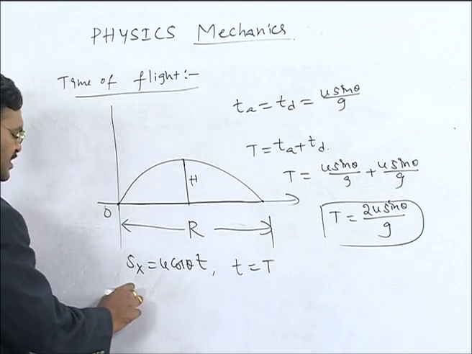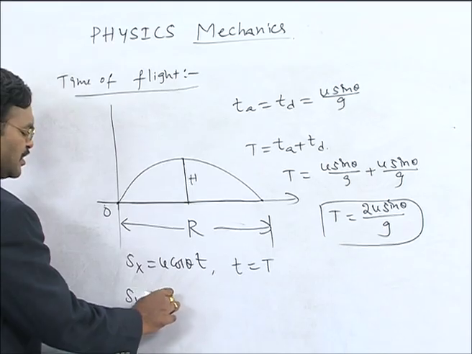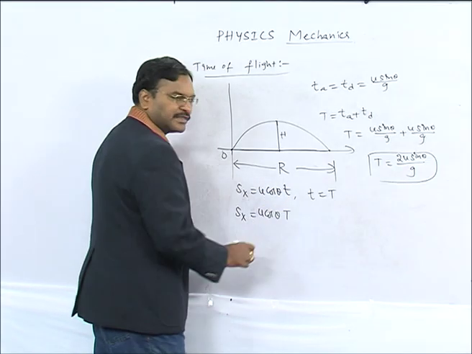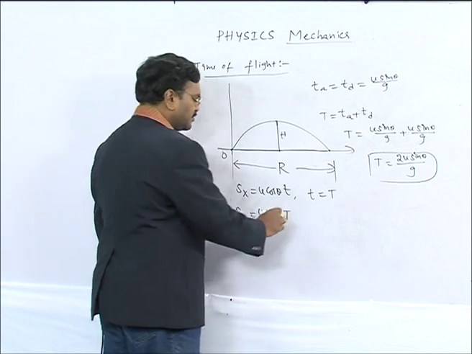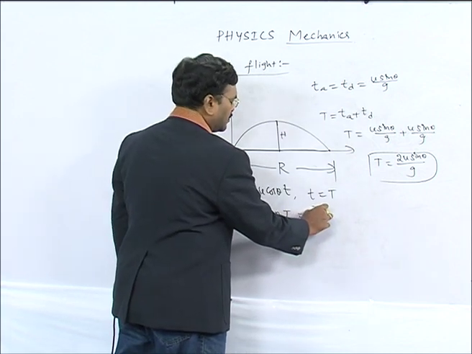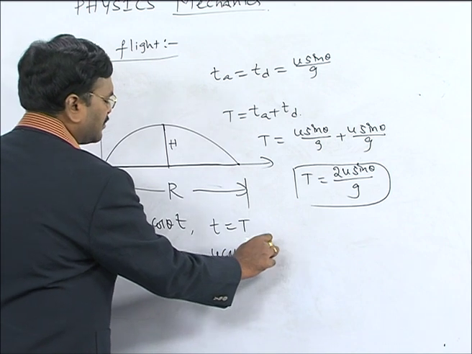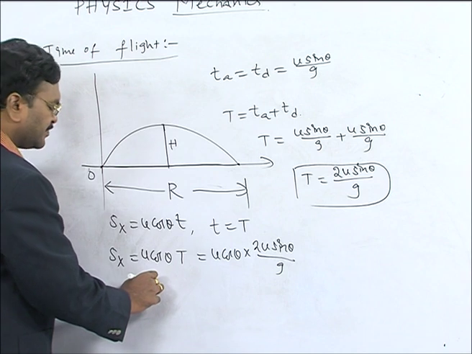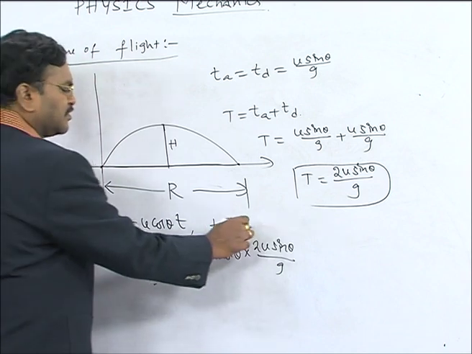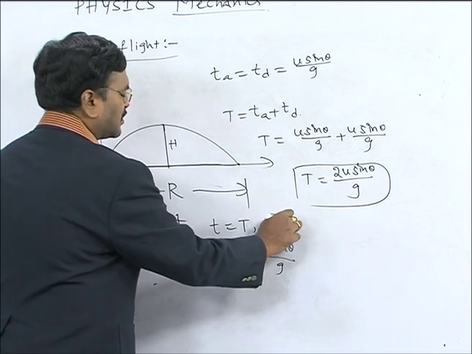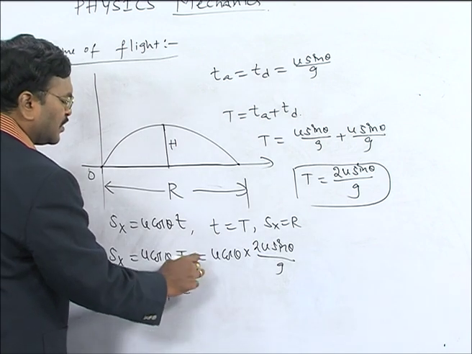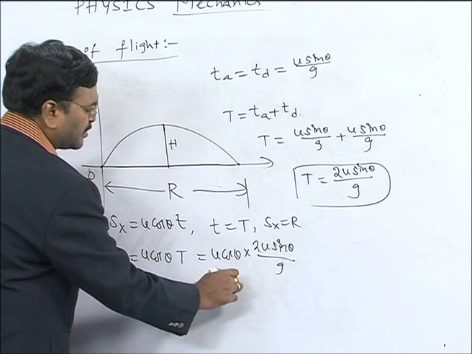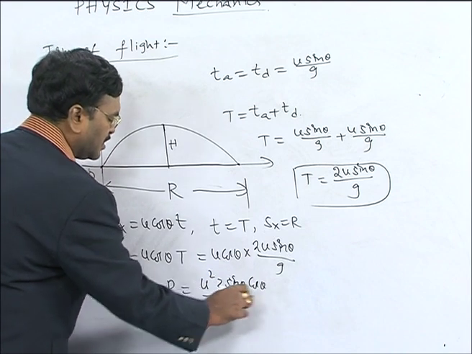On that time, Sx is equal to U cos theta into capital T. So we are substituting the time of flight value: U cos theta into 2u sin theta by g. So on that time we get the horizontal displacement Sx, which is R. From this, R is equal to u square into 2 sin theta cos theta by g.